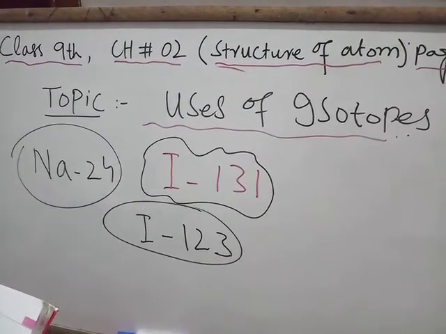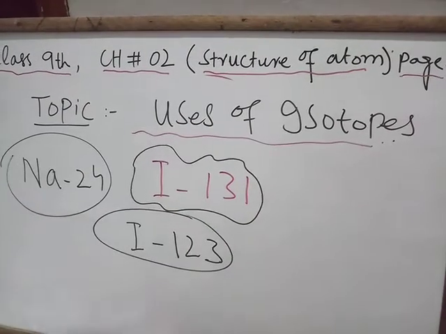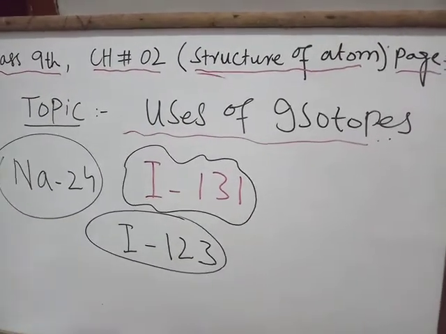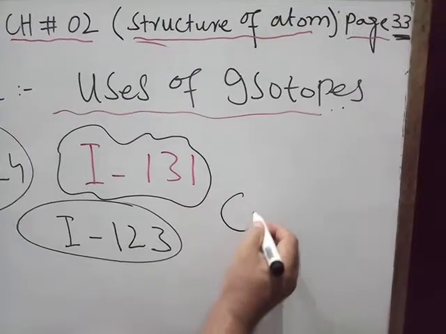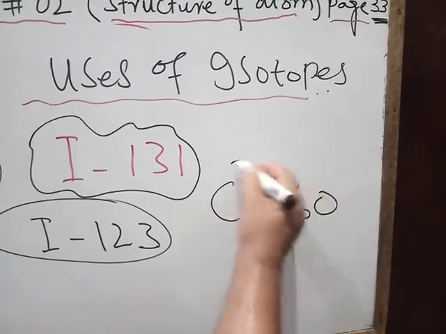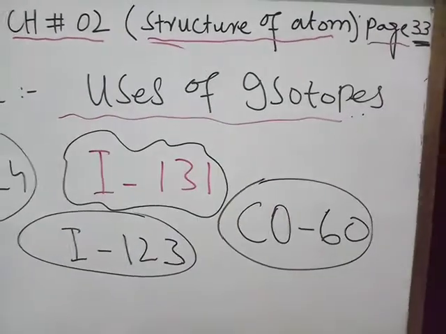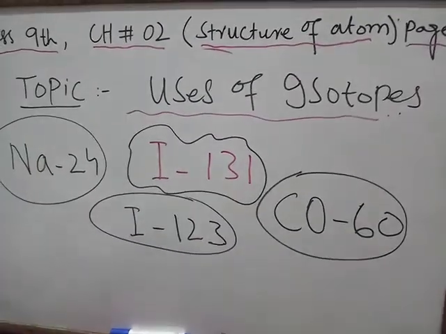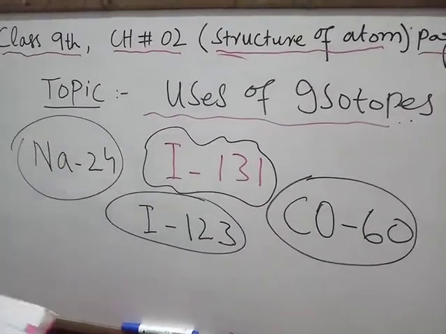Similarly, the fourth use of isotopes is cobalt 60. It's a radioactive isotope and it is used to irradiate the cancer cells.